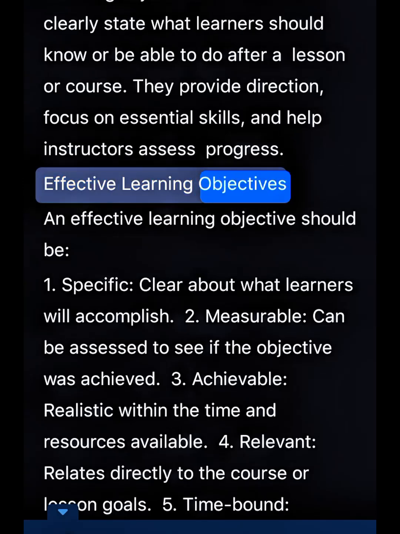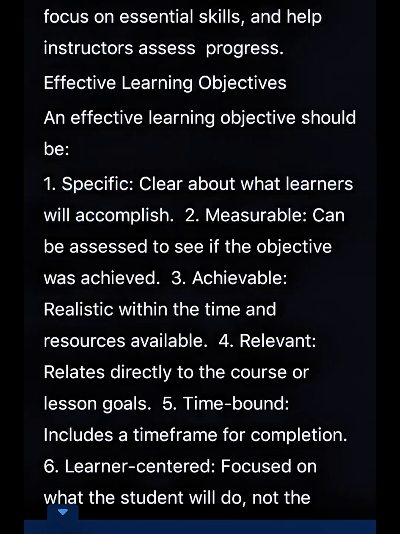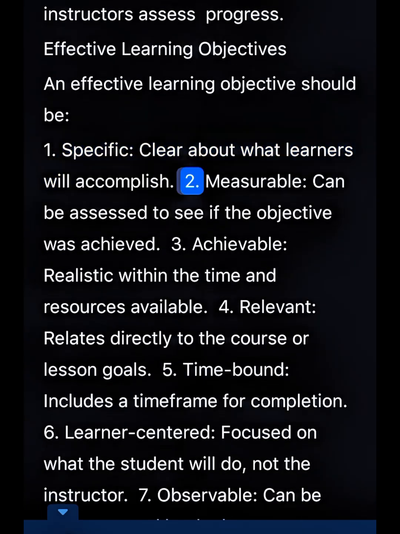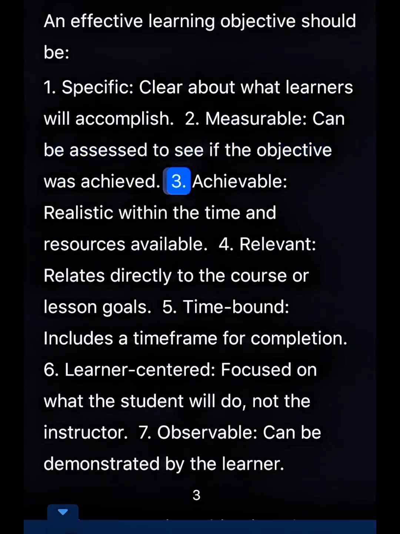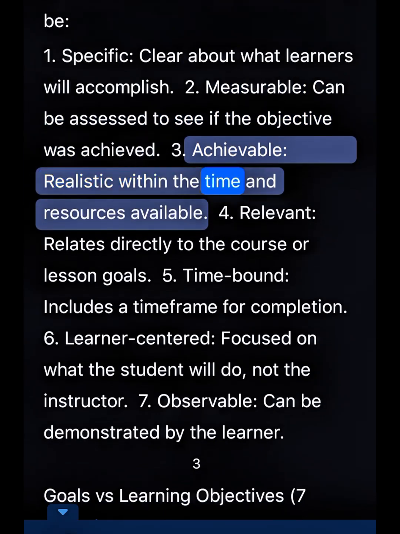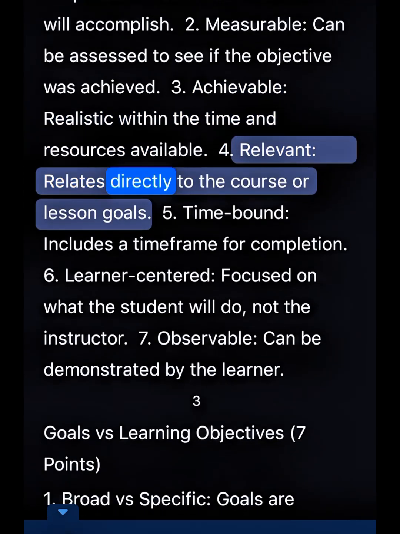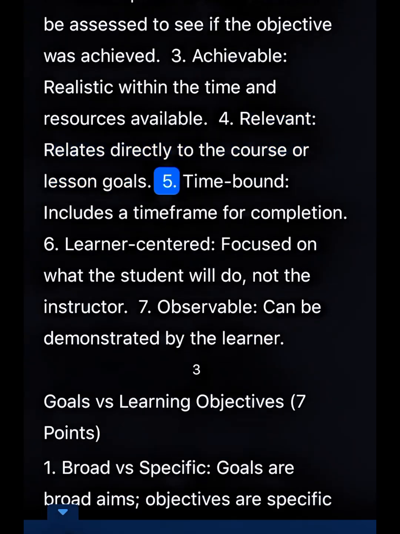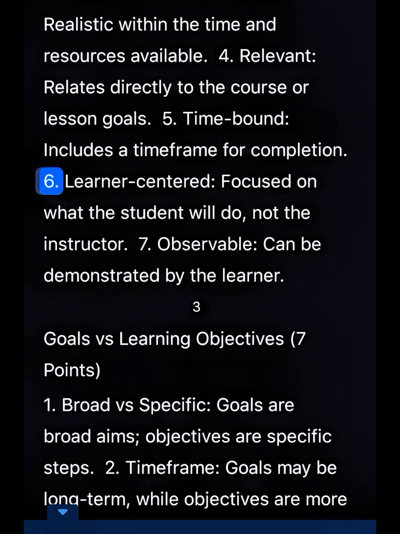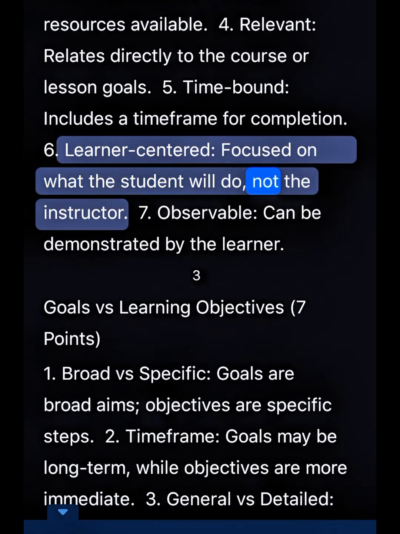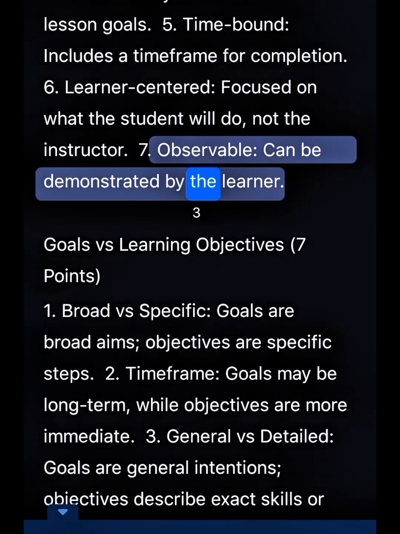Effective learning objectives. An effective learning objective should be: 1. Specific, clear about what learners will accomplish. 2. Measurable, can be assessed to see if the objective was achieved. 3. Achievable, realistic within the time and resources available. 4. Relevant, relates directly to the course or lesson goals. 5. Time-bound, includes a time frame for completion. 6. Learner-centered, focused on what the student will do, not the instructor. 7. Observable, can be demonstrated by the learner.